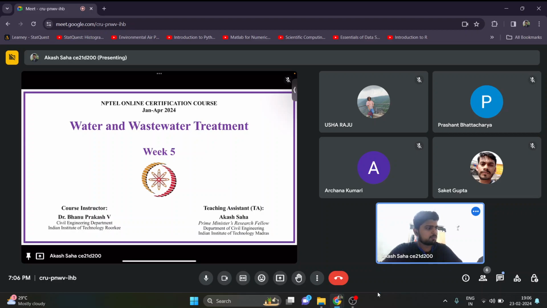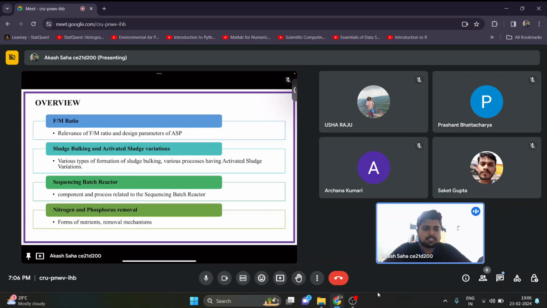So, we'll quickly go to the agenda of today's class. This week we have seen lectures regarding the food to microorganism ratio, and what is the relevance of it in our wastewater treatment plant design, and what are the different design parameters of the activated sludge process. So this is the activated sludge process. We are learning about it for some time now, and then we looked into sludge bulking and the variations we can have in the activated sludge processes.